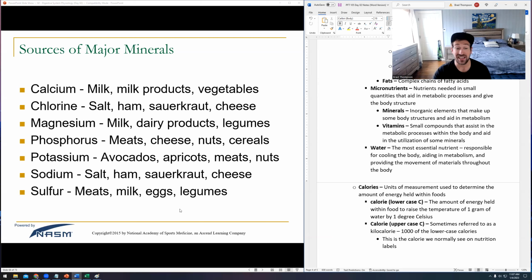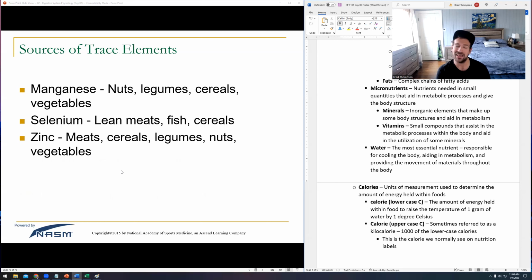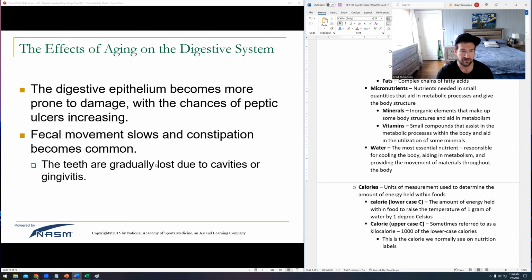Magnesium, phosphorus, potassium, that is a huge one. Sodium, that's a really big one. Sulfur, believe it or not, the same thing found in matches. Yeah, that's a nutrient. Chromium, cobalt, copper, fluorine, iodine, iron, manganese, selenium, and zinc. All of those metals are actually nutrients that do interact with your body. All right, so that is pretty much everything.